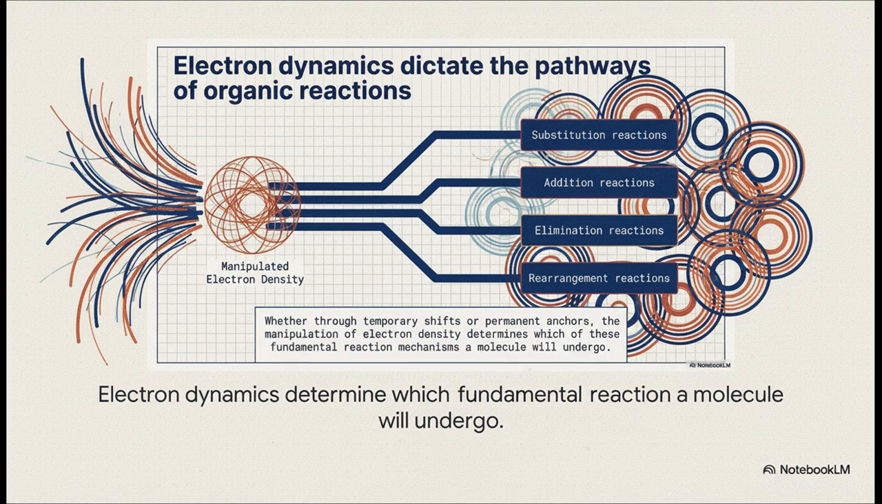This is the ultimate takeaway. This is the whole ball game. The way electron density gets moved around inside a molecule, whether it's from the temporary jolt of the electromeric effect or the permanent stability from hyperconjugation, determines everything. It dictates if a molecule is going to undergo a substitution, an addition, an elimination, or a rearrangement. These electron dynamics are the cause, and the reaction type you get is the effect.